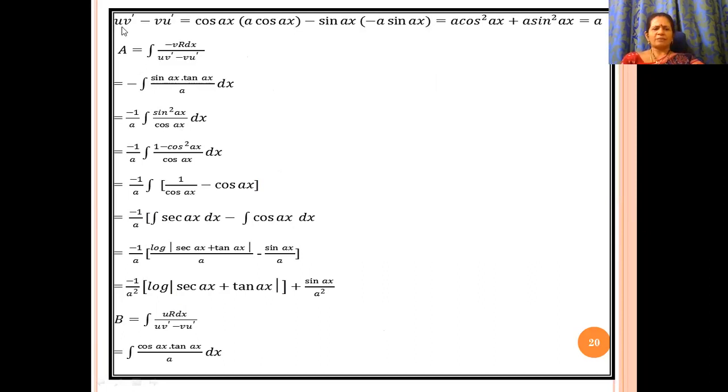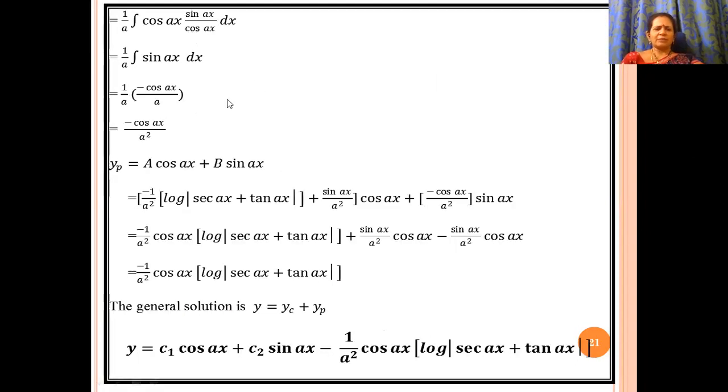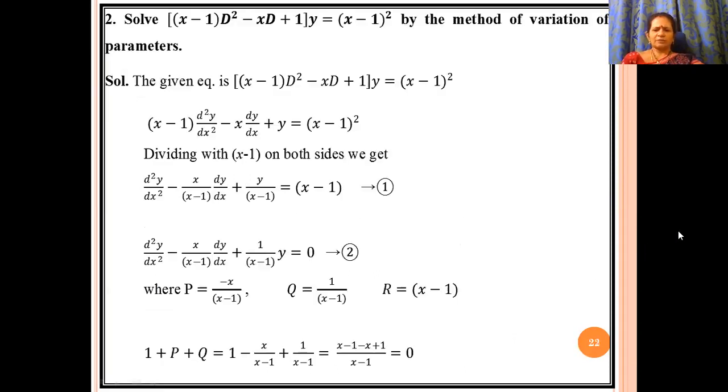Before finding a and b values, you need to calculate the uv dash minus vu dash value, right? Then find out the a and b values. After getting a and b, write down the particular integral. Yp is equal to a cos ax plus b sin ax, right? Then after getting yp, the solution is y is equal to yc plus yp. This is another formula, another problem in variation of parameters.